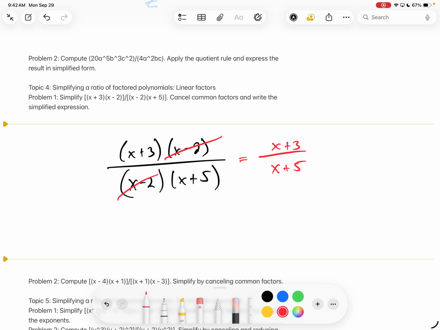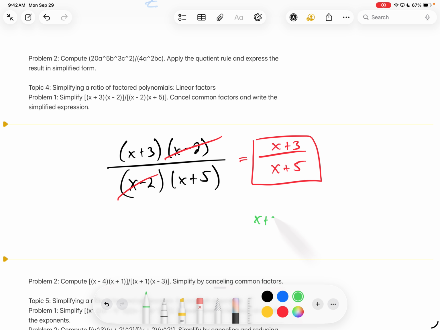Do not cancel that out, okay? There are 4 terms here, right? x and 3 and x and 5. You can only cross something out if all 4 terms are your answer. So they do not share an x, only 2 of them share an x. So that is my answer, okay?